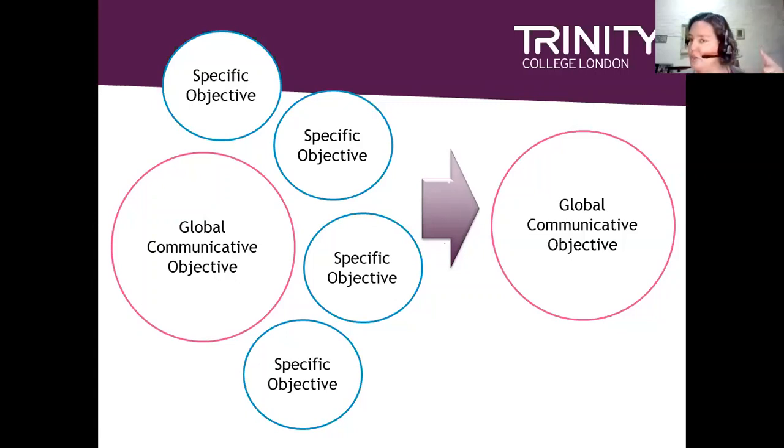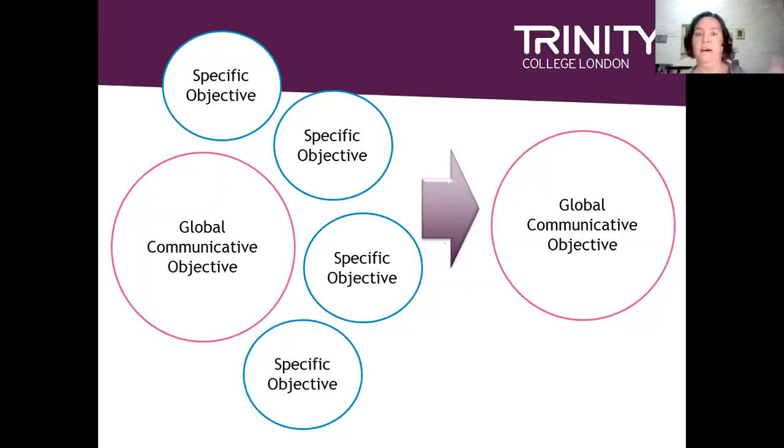Another specific objective is learning the parts of the body to be able to describe a pet. The third specific objective of that global communicative objective is that students will have to learn adjectives to describe a pet when it comes to personality or even physically. And fourth, another specific objective for that global communicative objective is that the students will have to learn the structure has got and hasn't got.